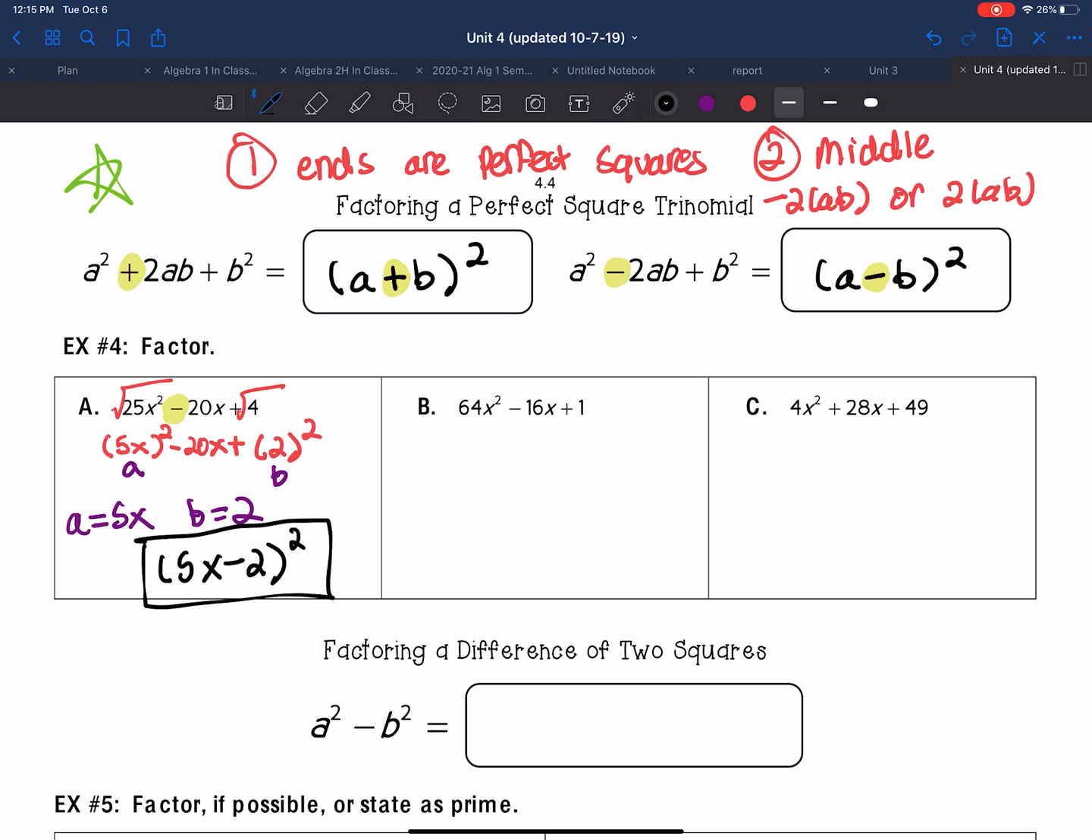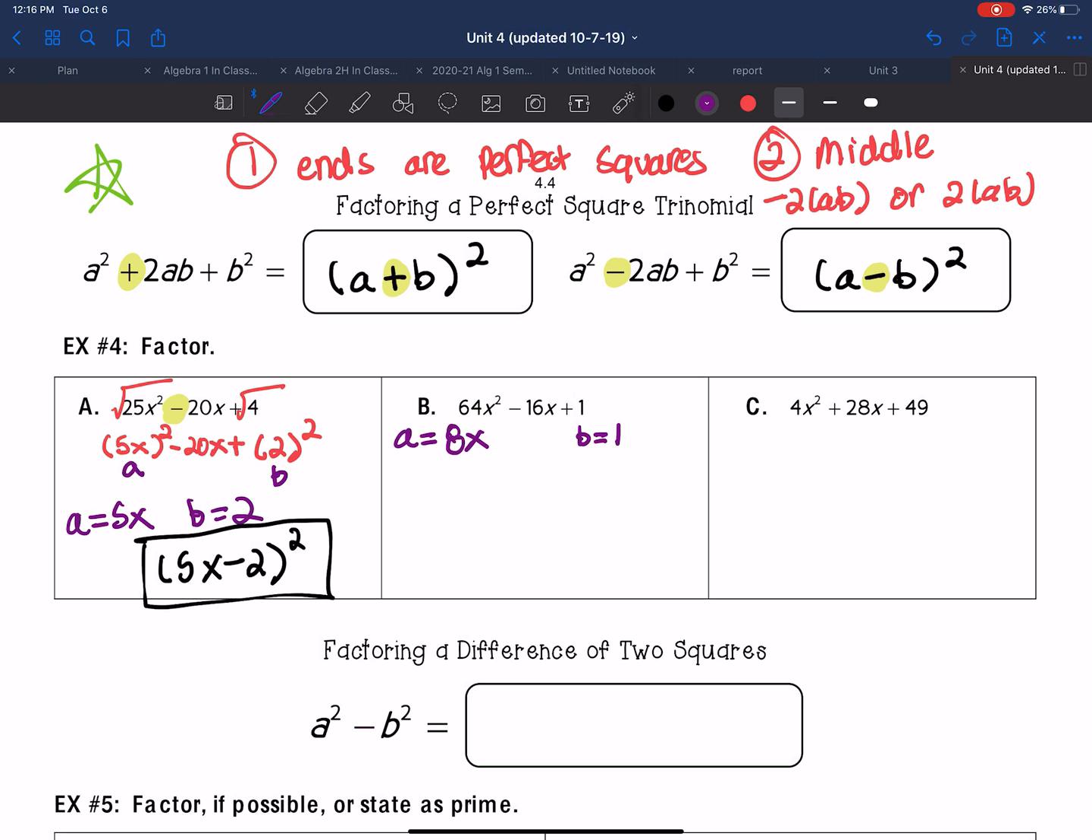Part B, 64x squared minus 16x plus 1. Okay, we're going to figure out, first of all, if we're looking at a perfect square trinomial. So I notice that my ends are perfect squares, 64x squared. If you take the square root of that, the square root is going to be 8x, so A equals 8x. And then also, if we take the square root of the last term, we know that B over here is going to be equal to 1. The square root of 1 is just 1.